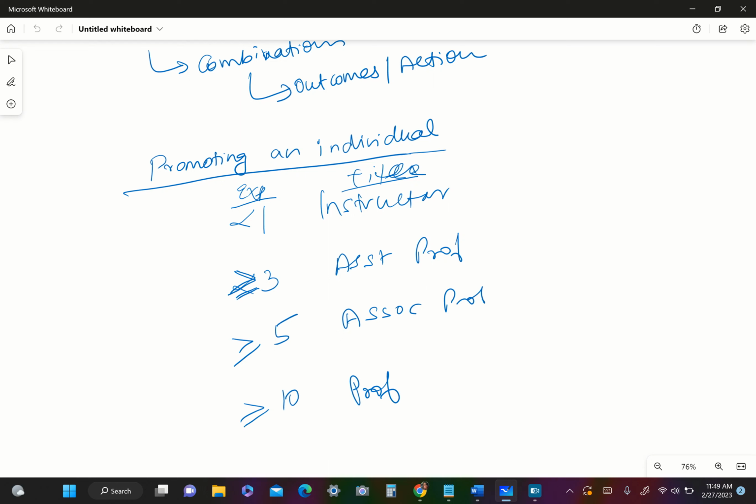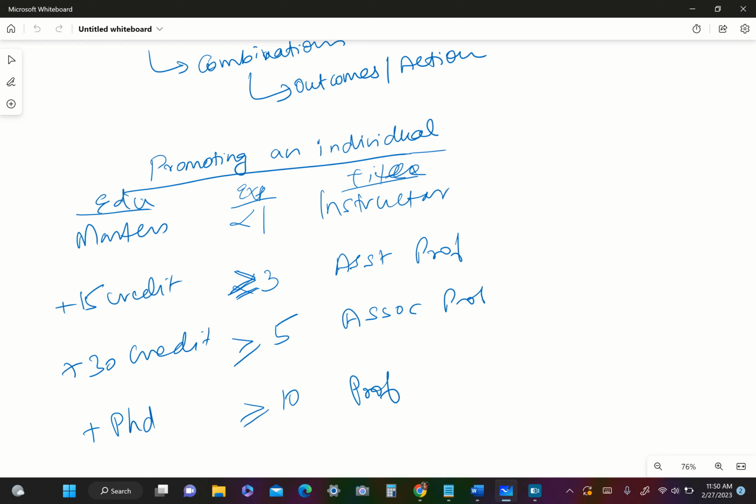What if I add to it, that they have to have some kind of education? Okay, they have to have 15 credit education. Here they have to have additional 30 credit. Here they have to have PhD. Okay, here we say it is masters. So when we do this, then there is a combination, right? So this becomes not just one condition, it becomes masters and this and that, okay, so that becomes multiple rules, right?